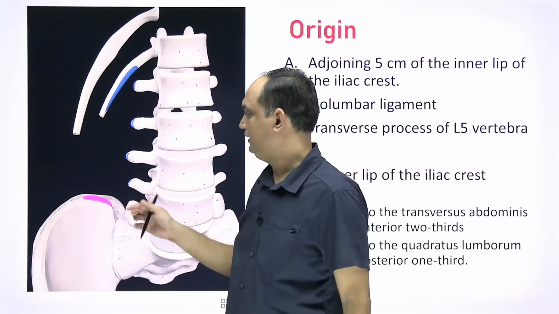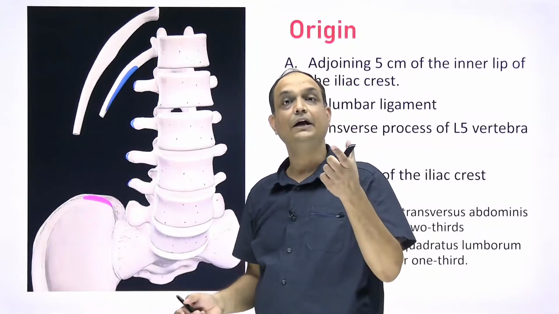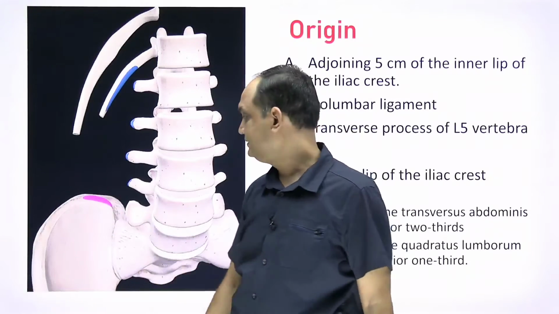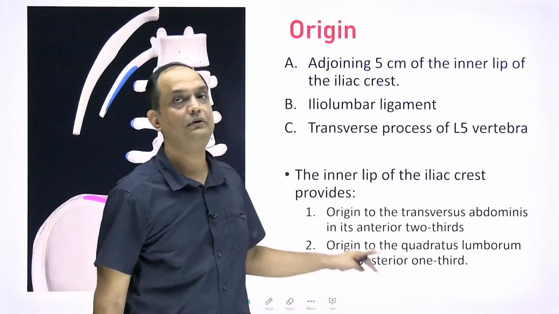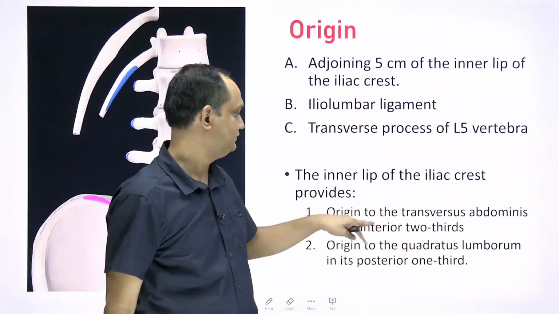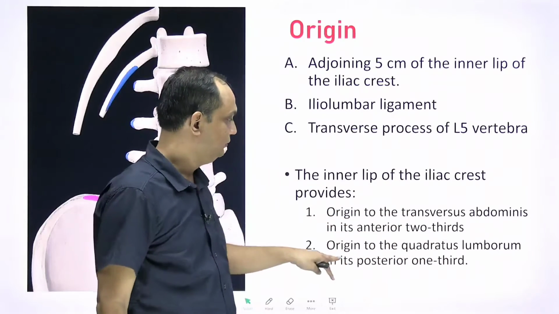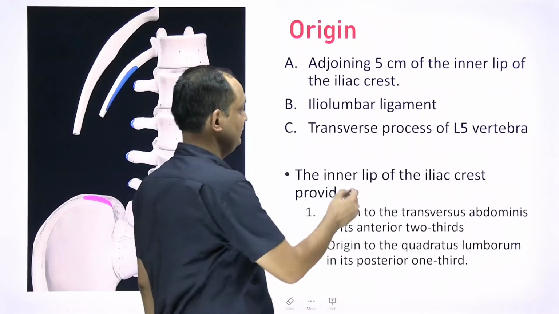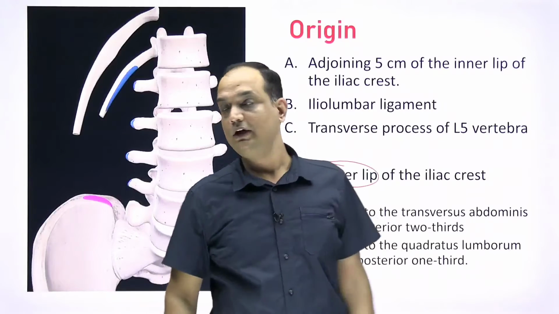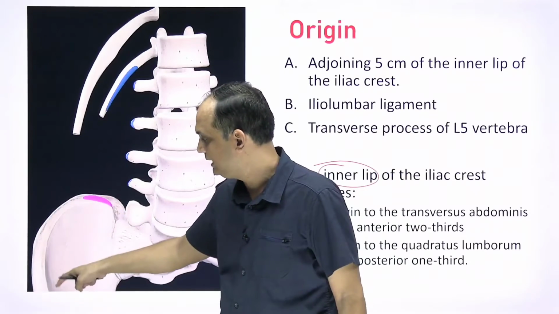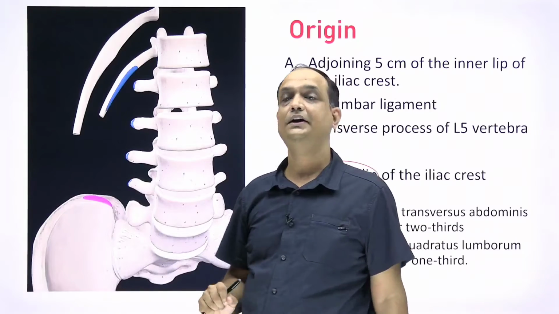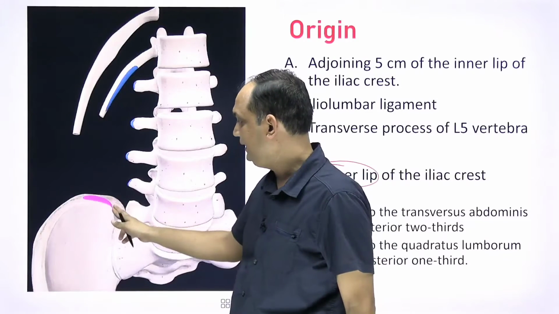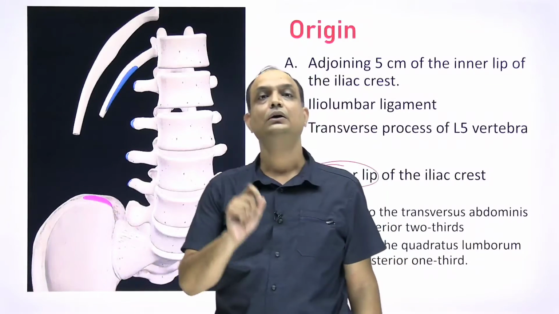So what is the origin? As I already told you, the origin is from below. The hip bone has the iliac crest, and this iliac crest is divided into two parts. The origin of transversus abdominis is the anterior two thirds, and the origin of quadratus lumborum is the posterior one third. But on which part? The inner lip of the iliac crest. Here you can see the inner lip of the iliac crest, divided into two parts, anterior two thirds and posterior one third. This posterior one third, the pink area, gives origin to the quadratus lumborum.